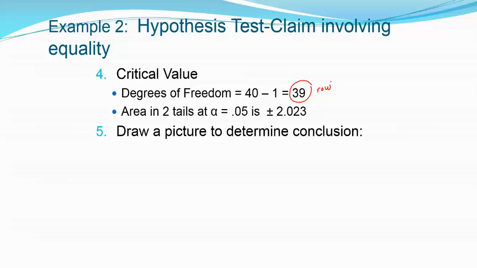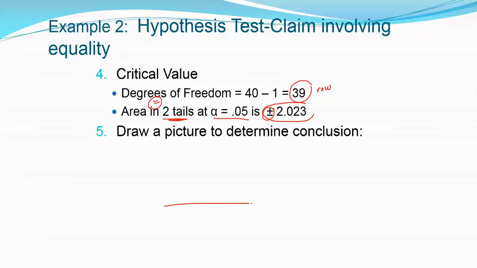The area in two tails, so remember this was a claim involving equality, so it's a two-tailed test, and our significance level is going to help us figure out where we want to also go on that table. So I want to go to two-tail area, alpha is 0.05. So if you put that together, you're going to land at 2.023. Since it's a two-tailed test, we say positive and negative.